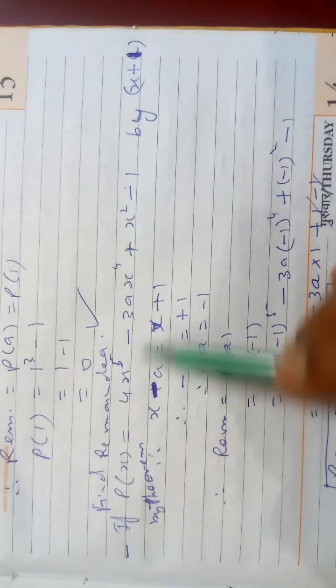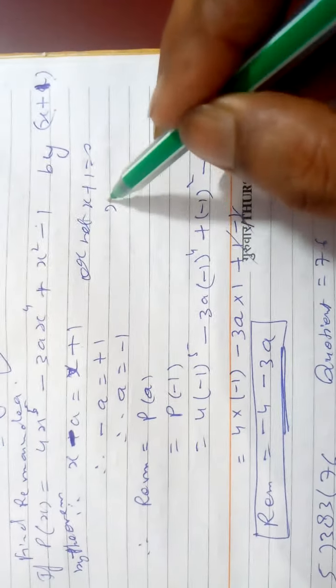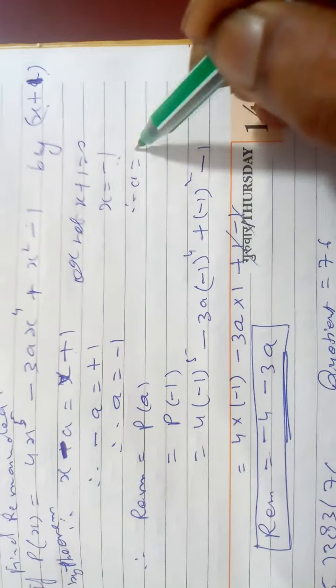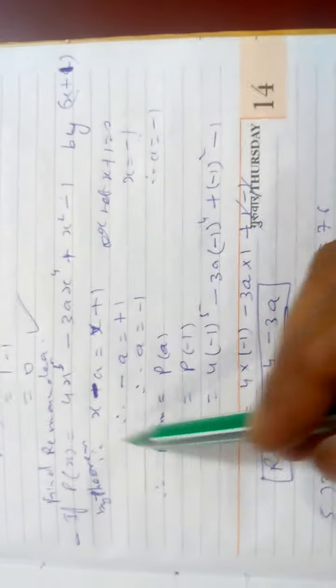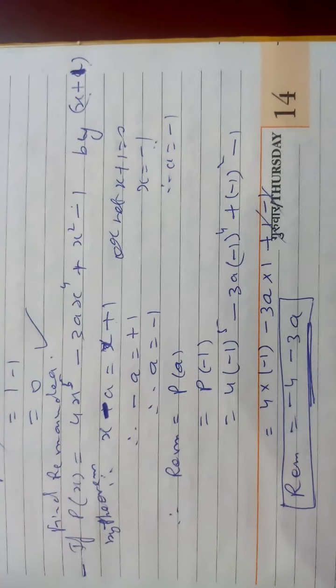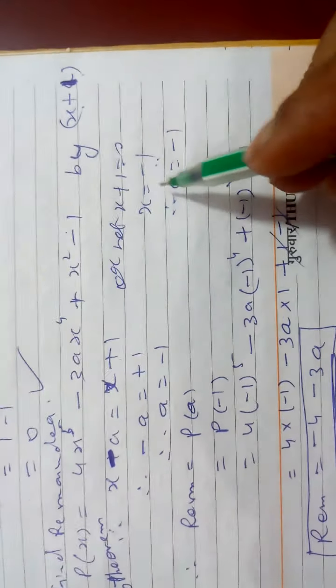Another example is here, where the divisor is given as x plus 1. So I am comparing with x minus a, x plus 1. Another method you can use to get the remainder: let x plus 1 be equal to 0. Then what is x? x is equal to minus 1, which is a. Therefore, a is equal to minus 1. You can get it like this. It is not necessary that you always write x minus a. Directly you let the divisor equal to 0 and then transpose and get the value of x, which is a.